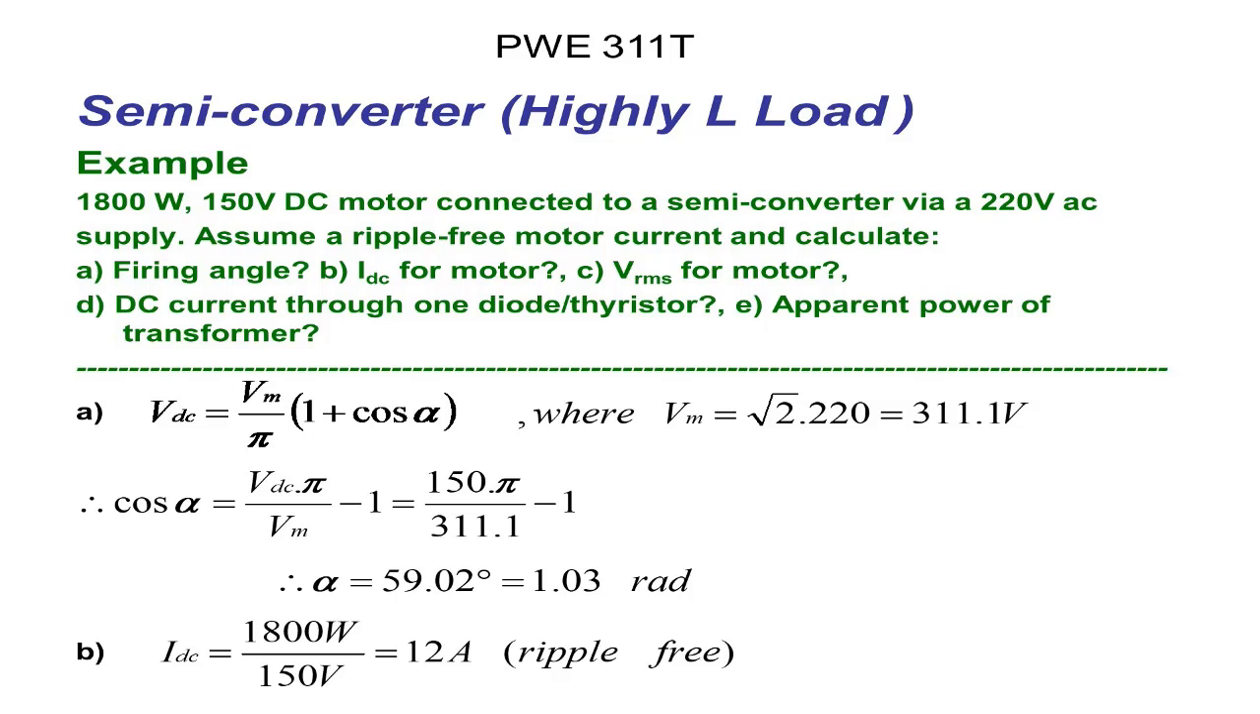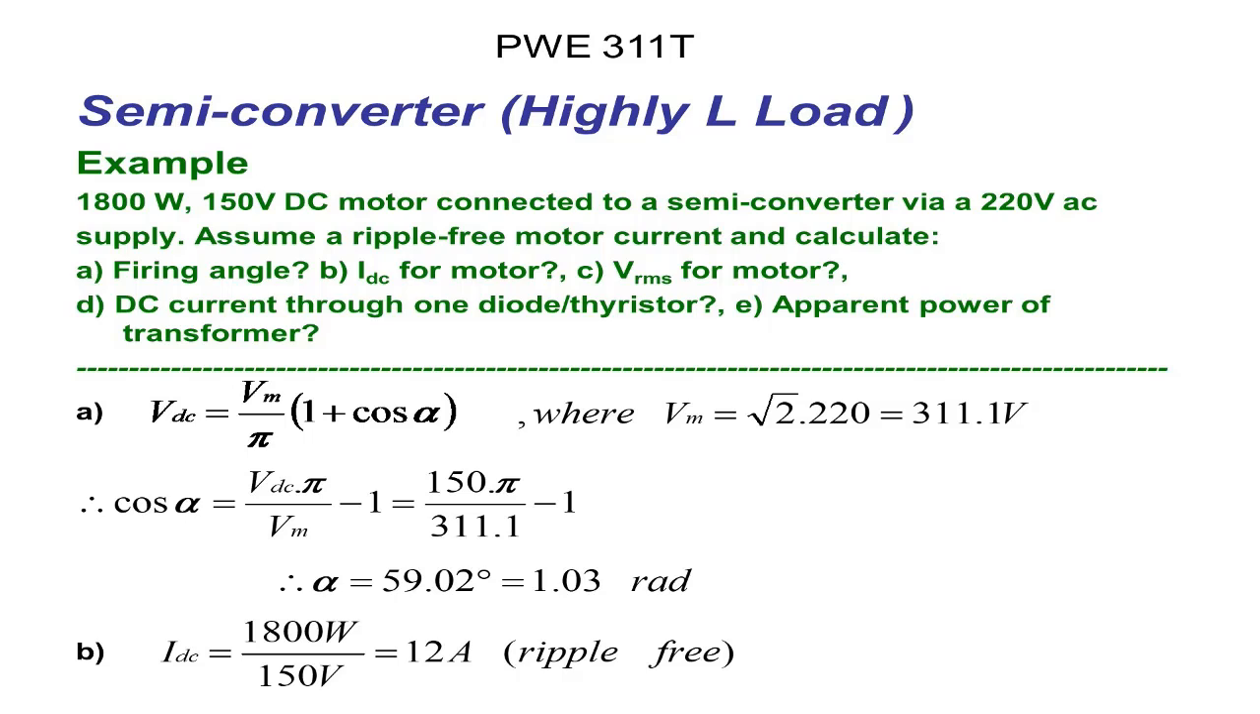And VDC is the same thing as VM over pi into 1 plus cos alpha, where VM is root 2 times 220, which is 311.1 volts. So alpha will now be VDC pi over Vm minus 1. You just make that the subject, and from there you will get that alpha is 59.02, which you can convert to radians. The next is to calculate IDC, which is power over voltage, which is 1800 over 50, ripple-free IDC.